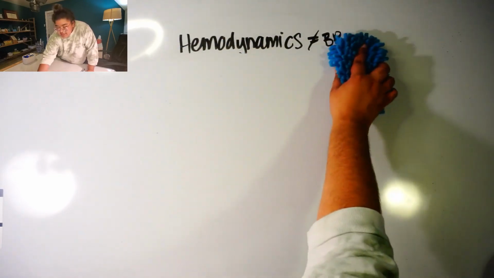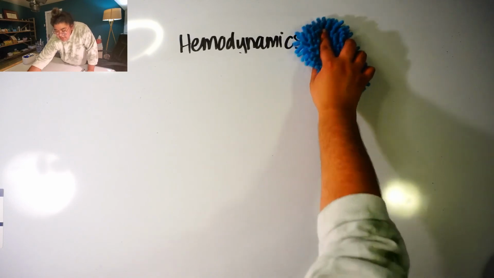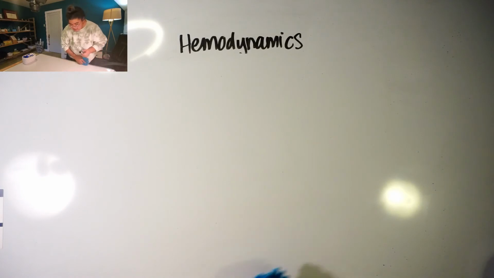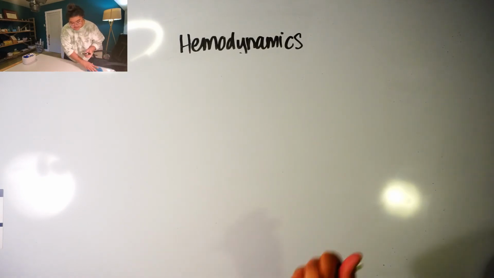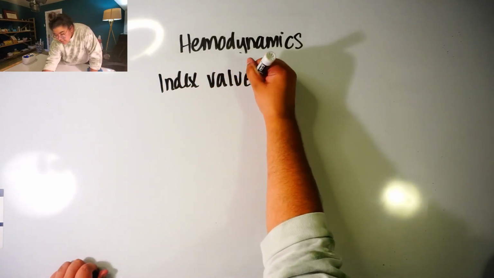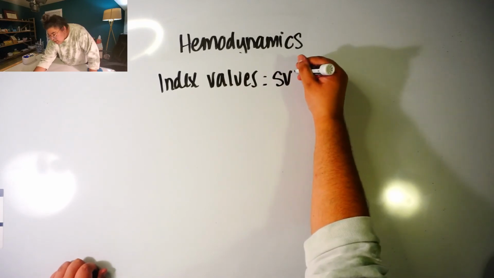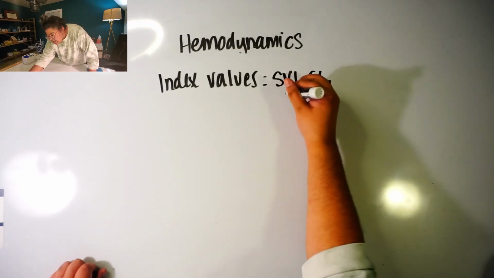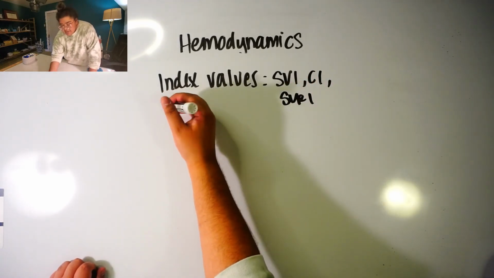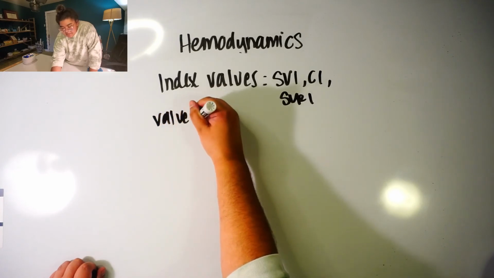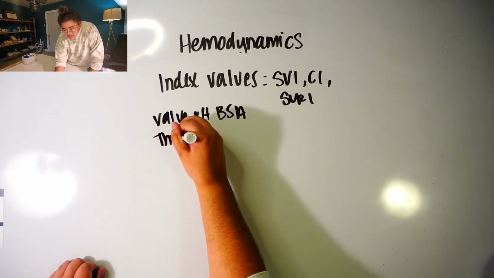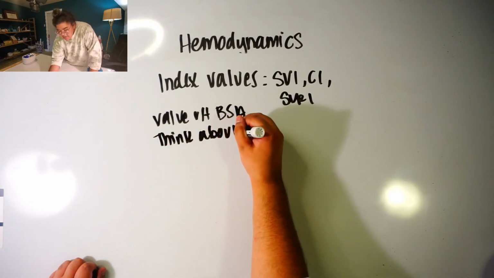Let's talk about index values, okay? Because you're going to see index values on your cardiac output monitors and your hemodynamic monitors and all this stuff. Examples of these are going to be your stroke volume index, your cardiac index, your SVR index, etc. All these index values are basically the value but related to body surface area. So whenever you're thinking about index values, think about Shaq, okay?